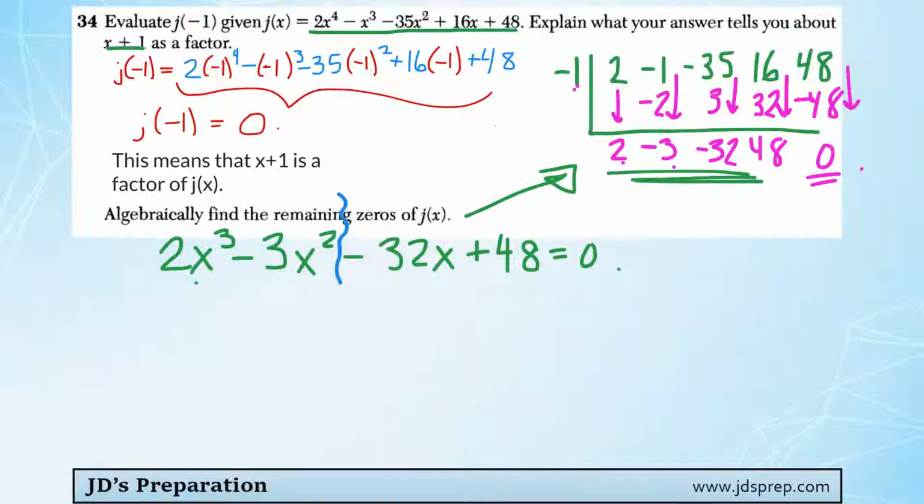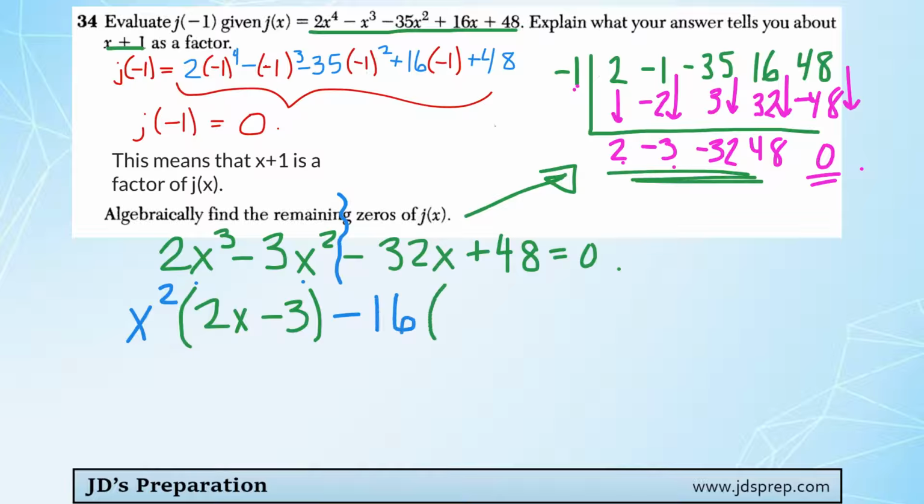So looking at 2x cubed minus 3x squared, we can factor out a common factor of x squared, and we'll be left with 2x minus 3. And then here we can factor out a common factor of 16, and in brackets, we'll have 2x minus 3. Be very careful here. Notice that it's not 2x plus 3, because we're basically factoring out a negative. Negative times negative makes this positive 48.